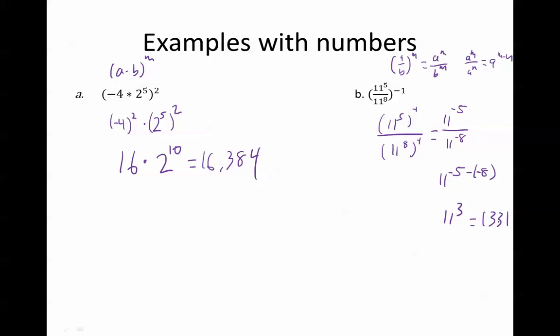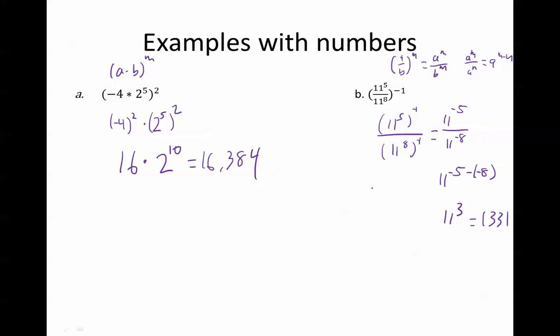So again, we got a final numerical answer here, but using the properties is the important part. I did my quotient property, that -1 goes to both the numerator and the denominator. Then I did my power to a power property, and I multiplied those exponents. And then finally, I did the quotient property where I subtracted the exponents.